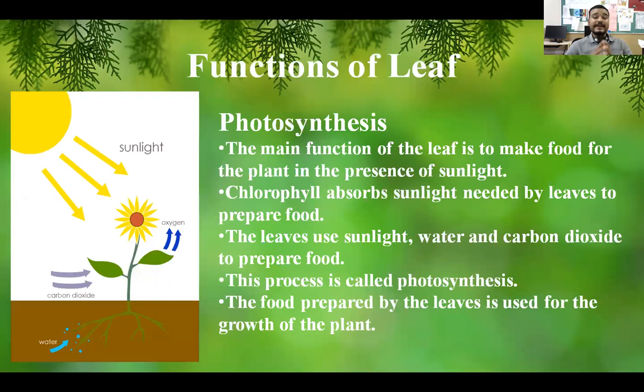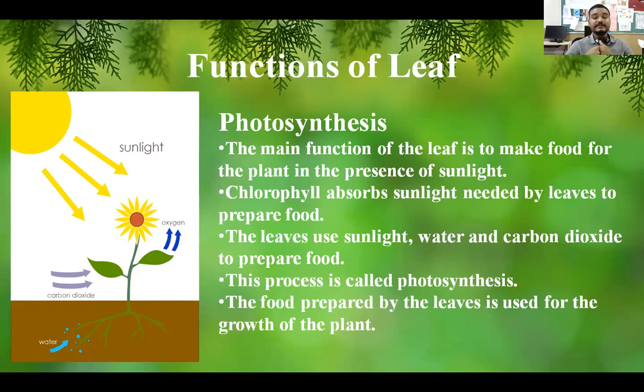Then we had seen the process of photosynthesis. How do these leaves make their food? The chlorophyll present in the leaves absorbs sunlight. From where do we get sunlight? We get it from the sun. Then they need carbon dioxide also. From where will they get that carbon dioxide?